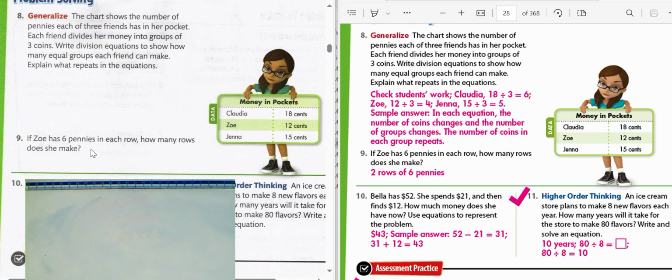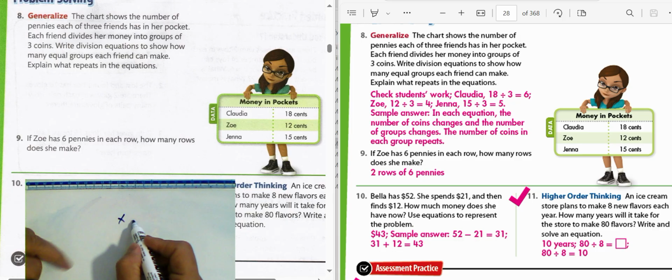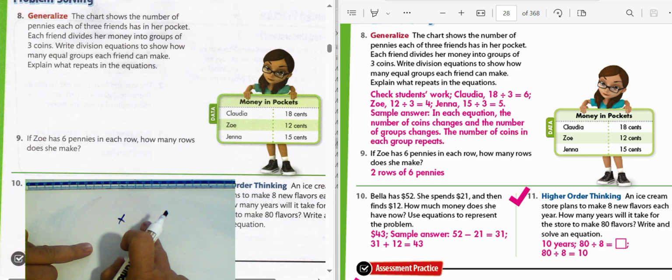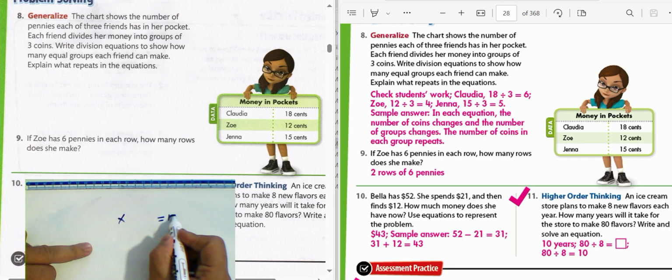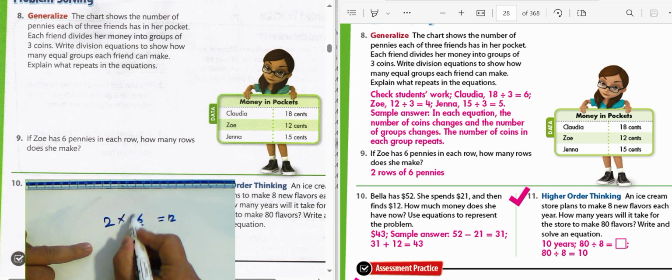Zoo has 6 pennies in each row. How many rows does she make? We can write 2 rows of 6 because 2 times 6 equals 12. Understood? Zoo has 12. We can write the number of rows multiplied by the number of columns. We want to find the number, which will be 12. We know 2 times 6 equals 12.